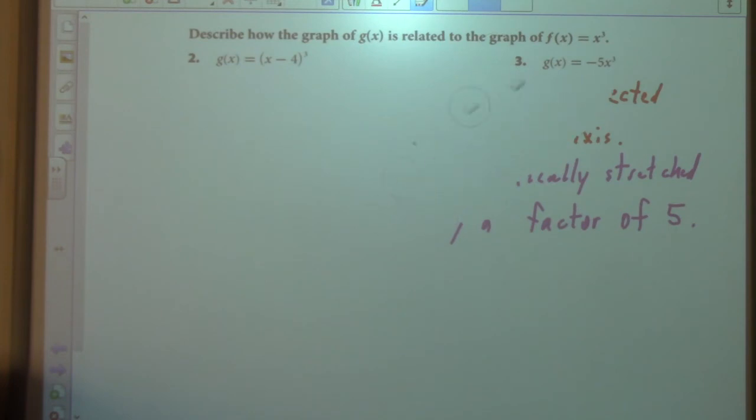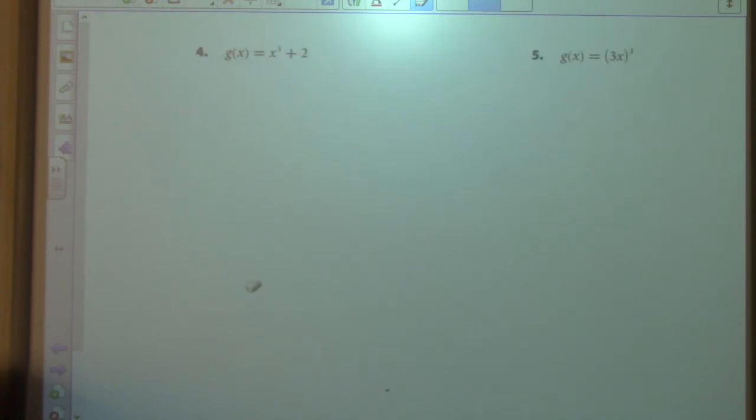Let's go to number 4. I'm calling somebody here. What kind of a transformation is going on here with number 4? I'm calling somebody in a minute.